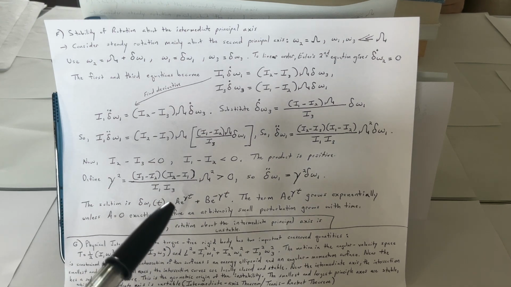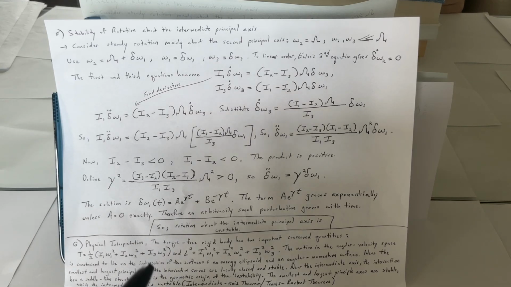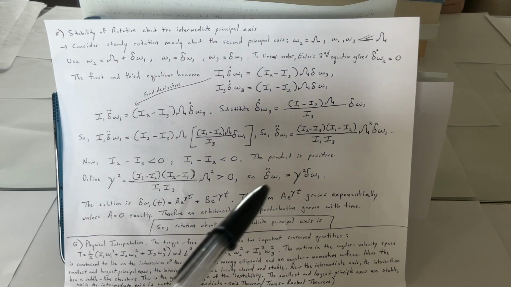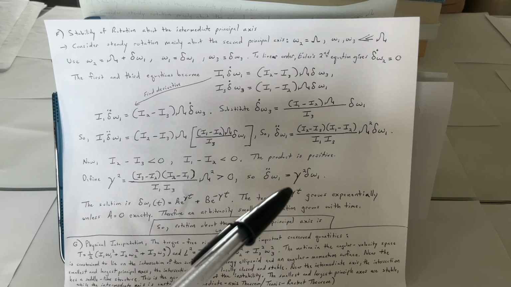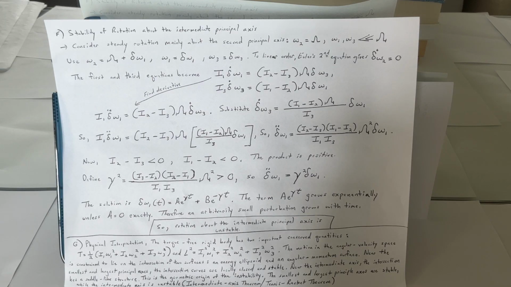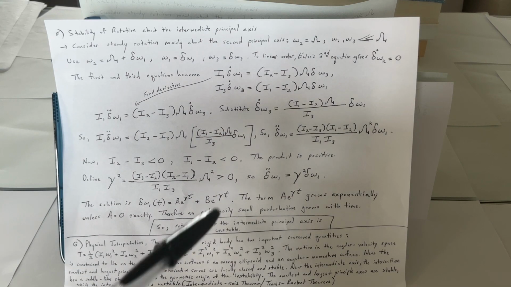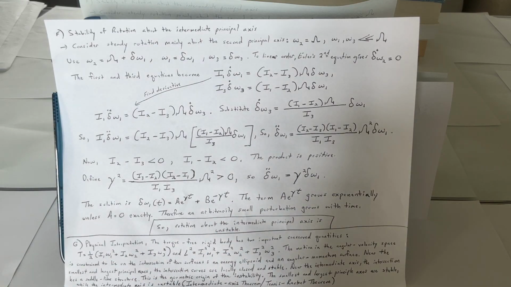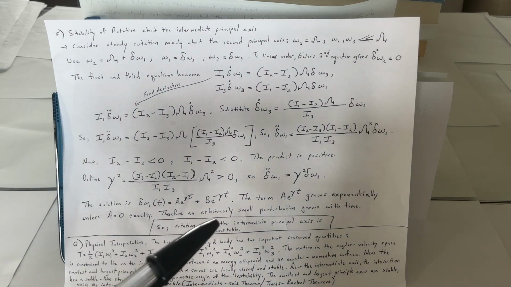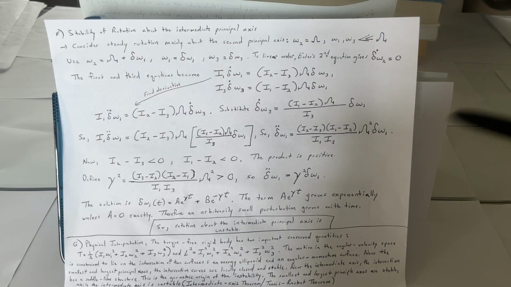The solution is delta omega sub 1 of t equals a e to the gamma t, plus b e to the negative gamma t. And the term a e to the gamma t is going to grow exponentially unless a equals 0 exactly. So therefore, an arbitrarily small perturbation grows with time. And what we could say for this, the rotation about the intermediate principal axis is unstable. Okay, so that's for letter F.